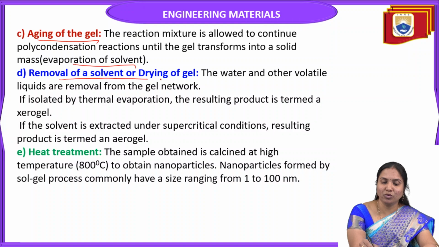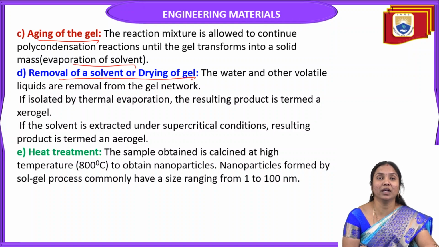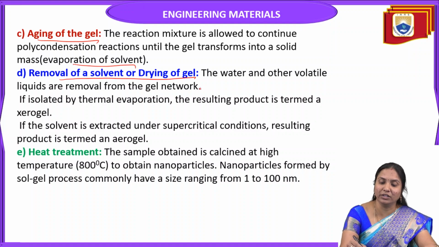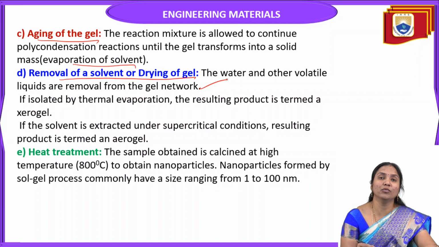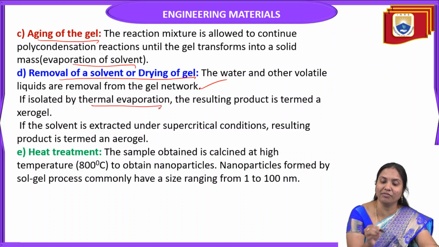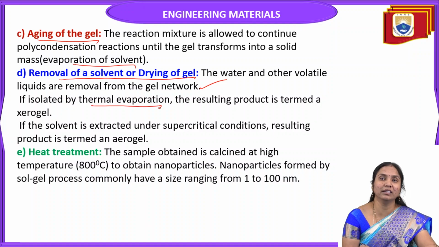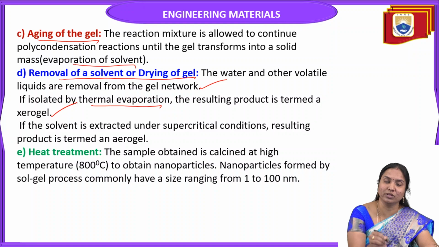And the next step is removal of solvent or drying of the gel. Here the water and other volatile liquids are removed from the network. So we can remove the complete solvent, water or any volatile liquids present in this solid mass. Here it is isolated by thermal evaporation. So the resulting product is termed xerogel.